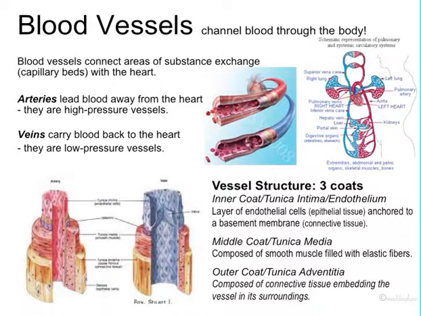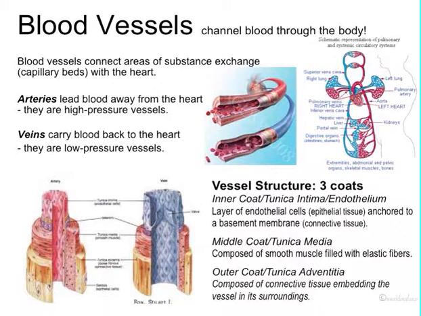Arteries are the vessels that lead blood away from the heart, and they are high pressure vessels. So the heart pumps the blood out. That's a high pressure when the blood is forced out of the heart. So those vessels need to be able to withstand that pressure. And then veins carry the blood back to the heart, and they are known to be low pressure vessels, because once the blood has gone through the tissues and exchanged the substances, there's no hydrostatic pressure inside that system. The hydrostatic pressure, the water pressure, or the blood pressure, is created by the heart.